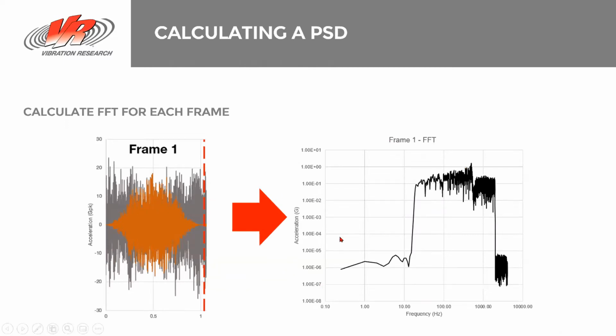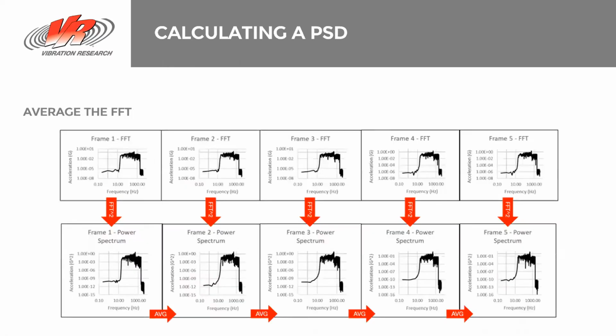Once we have the FFT, you'll see we have acceleration over frequency. Before, in the time domain, we really couldn't see what frequencies were in that data. Very, very difficult looking at it. But now, as an FFT, we can see, wow, there is a lot of power between roughly 20 hertz and 2000 hertz, right? So we start to see what frequencies are present. Next, we do that to all of the frames. We square them to get the power spectrum, and we average them.